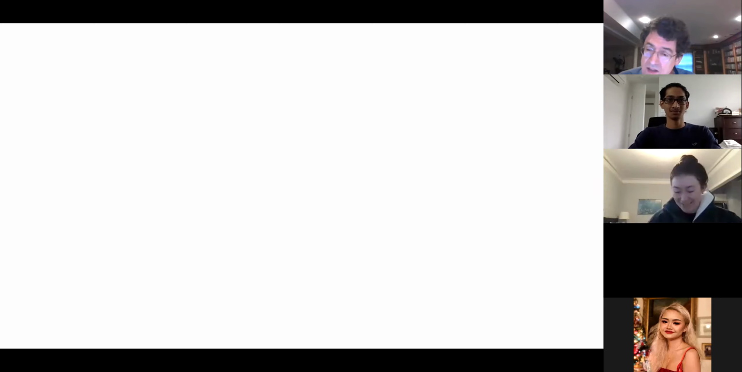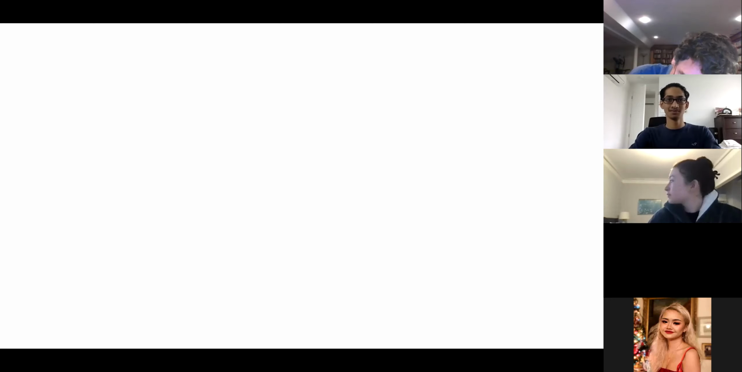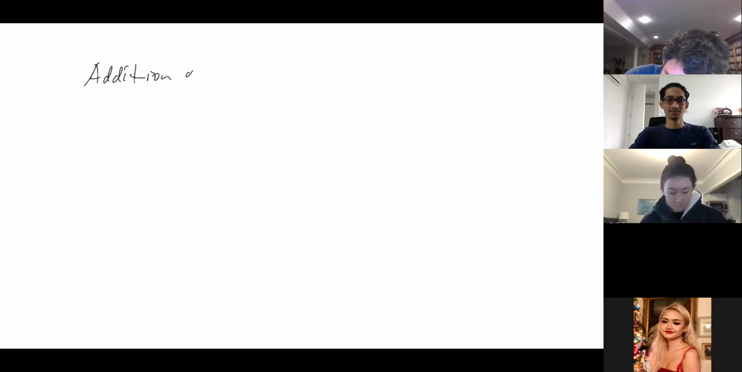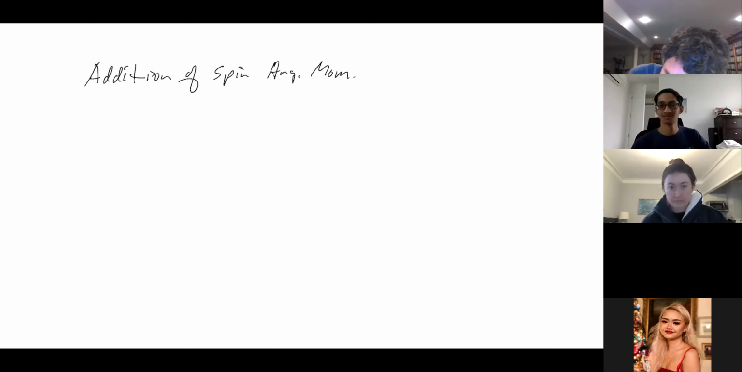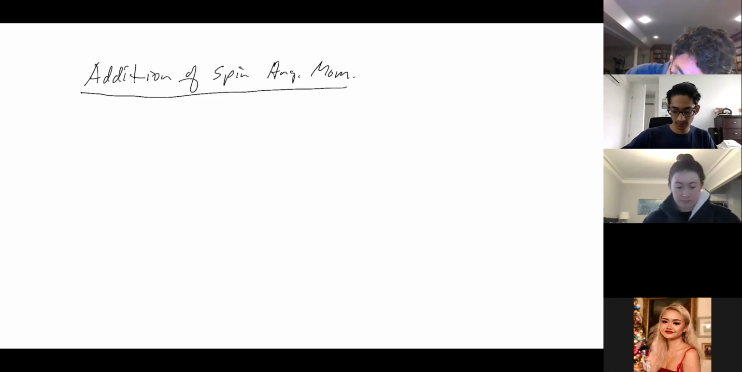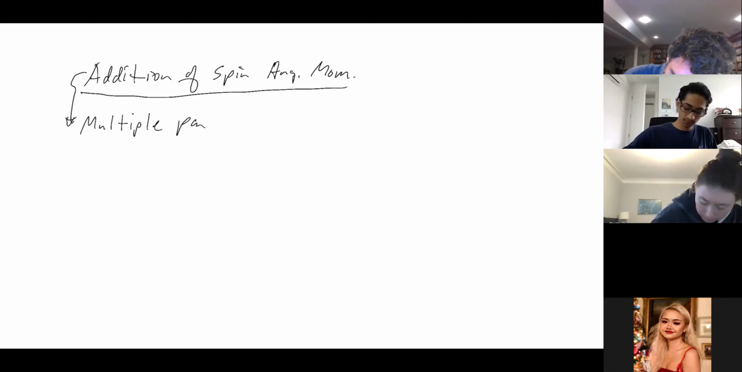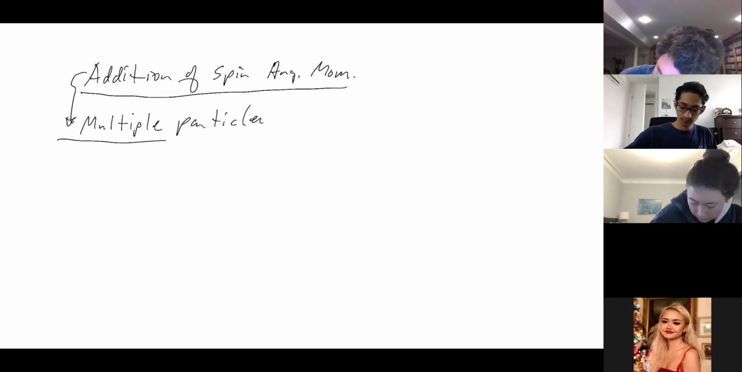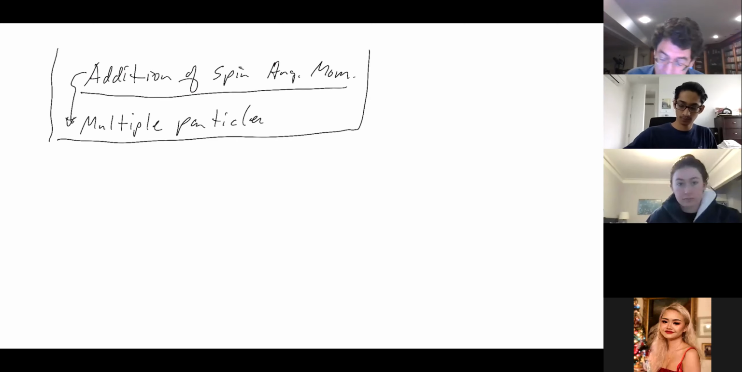Okay, so today the main topic that we're going to talk about is addition of angular momentum, or actually addition of spin angular momentum. This is an important topic, and maybe you've done some addition of angular momentum in the past, but it is important when we have multiple particles. This is all part of our discussion about many-body quantum mechanics of many particle systems. So let's remind ourselves of where we're at right now.